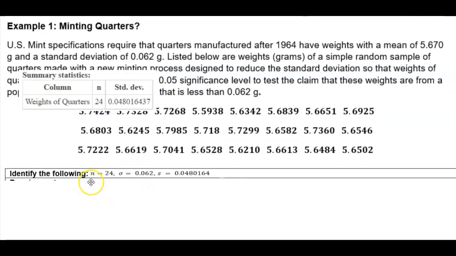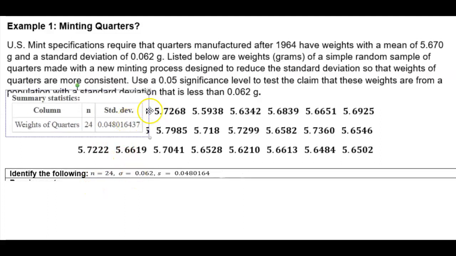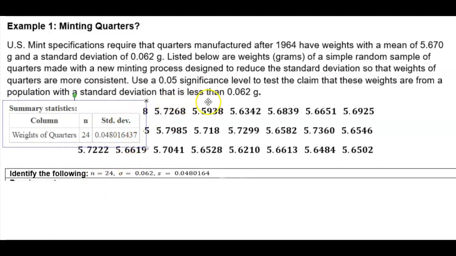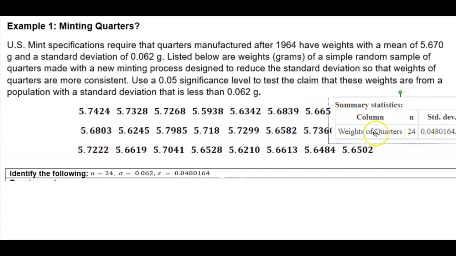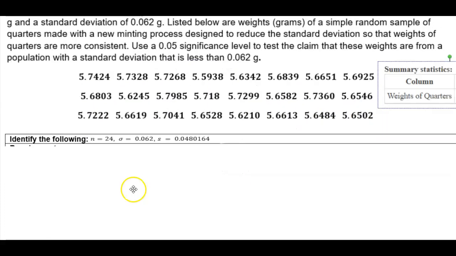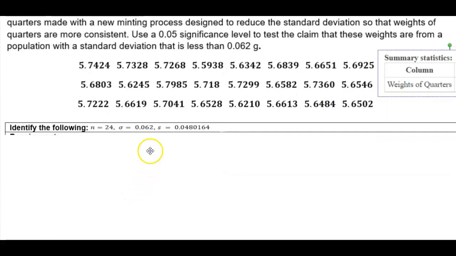So we want to identify the following. We know that n is equal to 24. We know that in the claim, the population standard deviation is going to equal 0.062. And the sample standard deviation is 0.0480164. So there is our information that we need before we proceed.